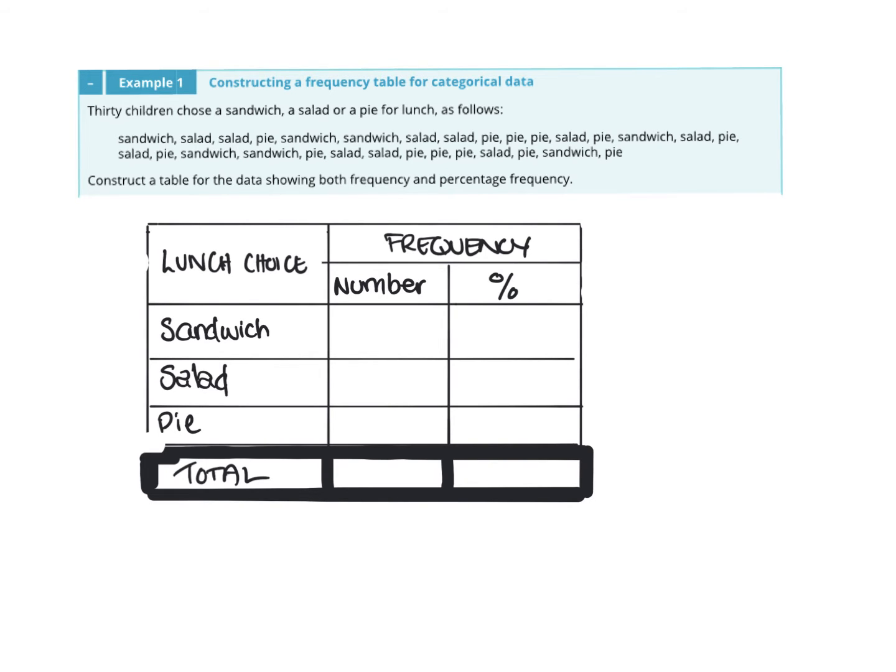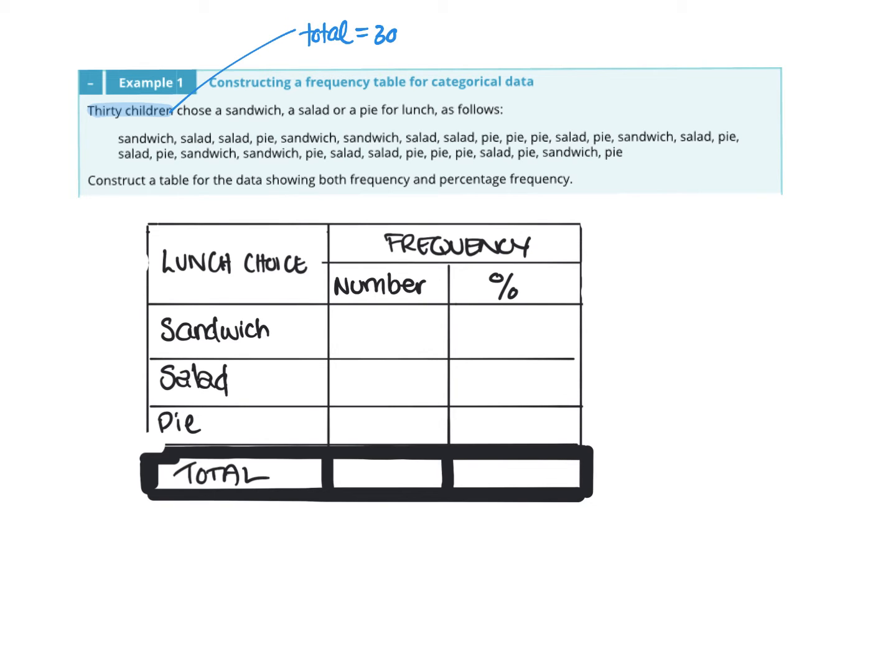So 30 children. This becomes pretty important, particularly next year. Just so you write, when you see 30 children which chose a sandwich, so you've surveyed 30 people, just write total equals 30, just so it was there. That's how you found that out. Okay, and they either chose a salad, a sandwich, or a pie for lunch. So they want us to change this into a frequency table.